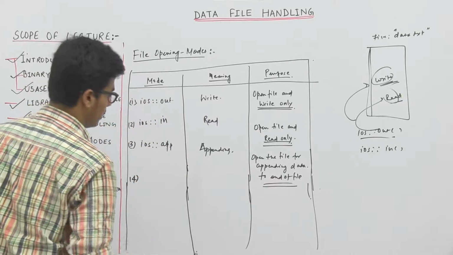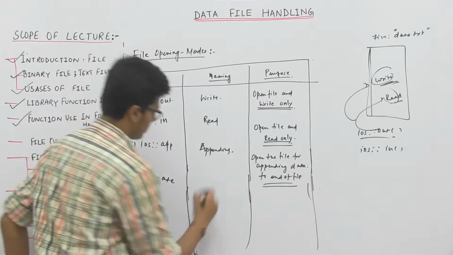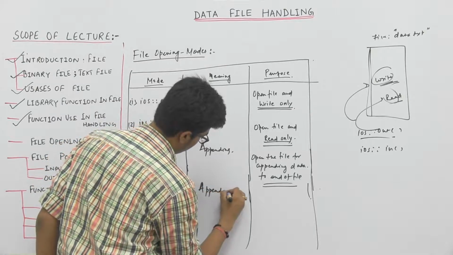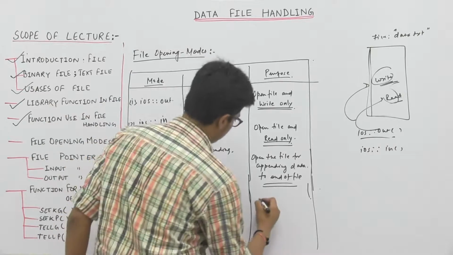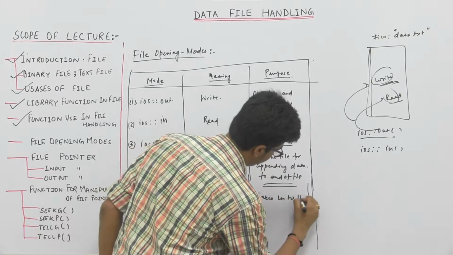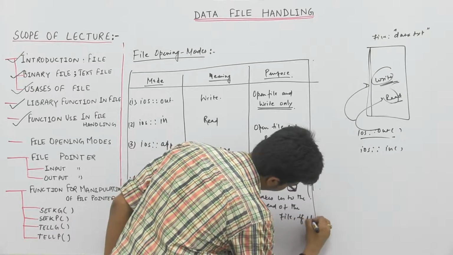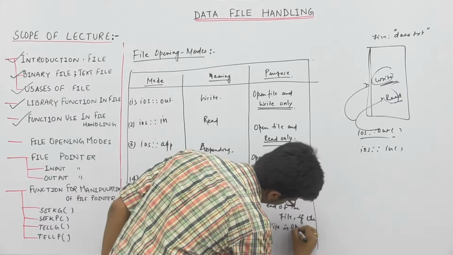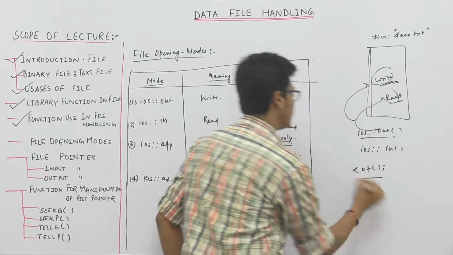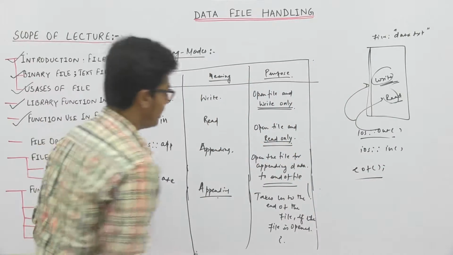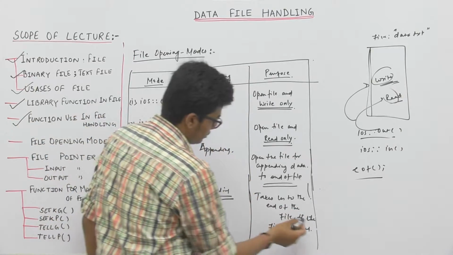Fourth one, ios::ate. It has another meaning. It is also an appending mode, but here it takes us to the end of the file when it is opened. Take us to the end of the file if the file is opened. Means if the command is not at the end of the file, and inside the main function the program will not write into the file, then if you write ios::ate, it also appends to the file, taking us to the end of the file if the file is opened.